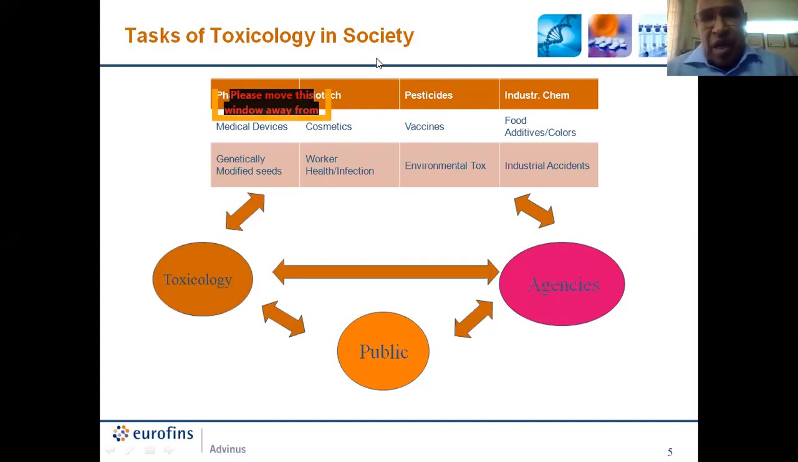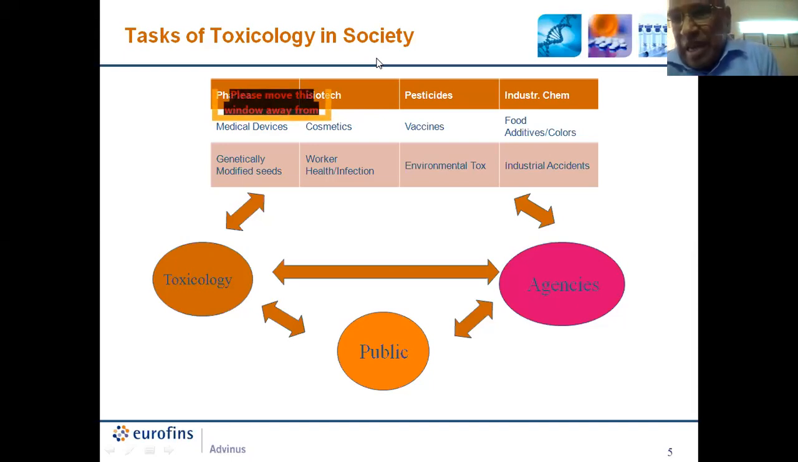I will summarize that later. Also, the toxicologist is interested in genetically modified seeds, worker protection standards we established, and environmental toxicology, and a toxicologist can also get involved in industrial accidents. Recently, one happened in India.